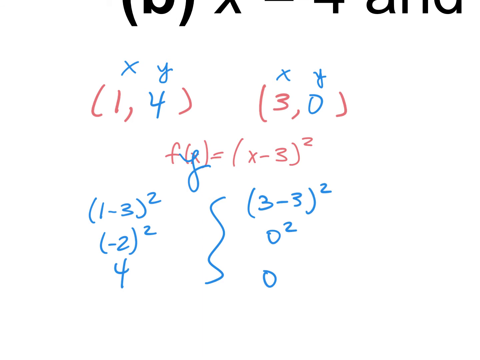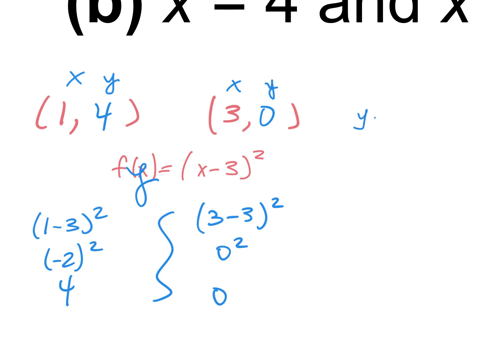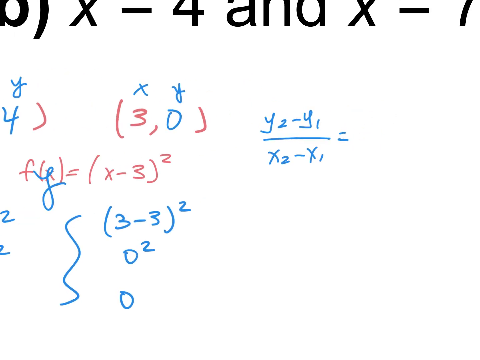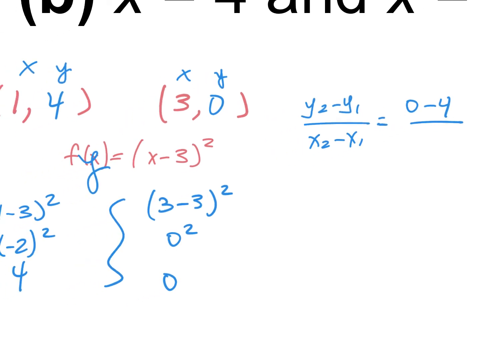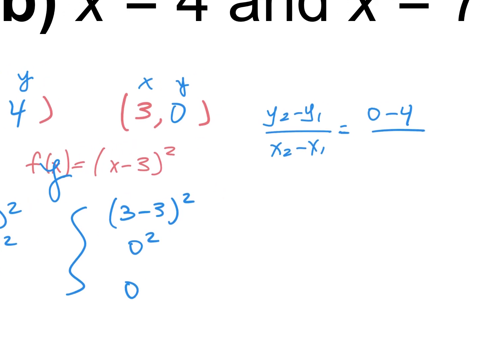Your average rate of change is just the slope formula, the change in y over the change in x. So I'm going to say y2 minus y1 over x2 minus x1. It matters what order you go in, and it matters that y's are on top. I'm going to start with 0 minus 4. If I say 0 minus 4, what do I need to start with on the bottom? 3 minus 1. Since I started with 0 on the top, I need to start with 3 on the bottom.